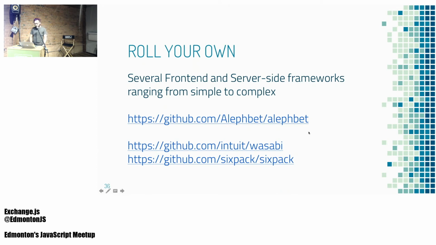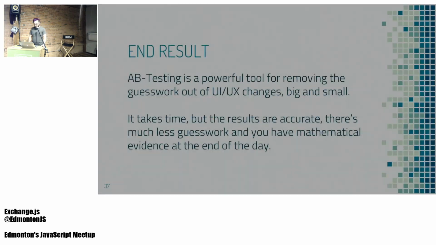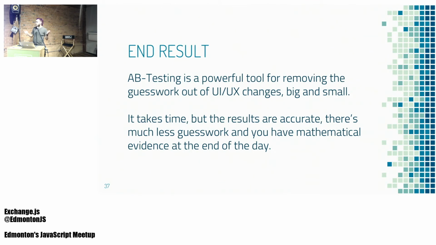And then we've got Wasabi and Sixpack, which is actually open source but Intuit. These sort of do the same thing that your big third-party tools like Optimizely do, but you have to host the server and APIs on your own machines to do that. Yeah, where are we? So yeah.